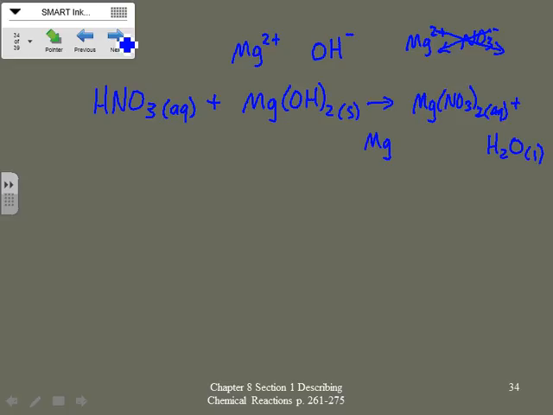So I've got magnesium. I'll start with that because that's only in one place on each side, right? Then NO3 probably is my next one that I want to deal with because that's only in one place on each side. And then I'm going to have to do the oxygen and the hydrogen separately here, okay?